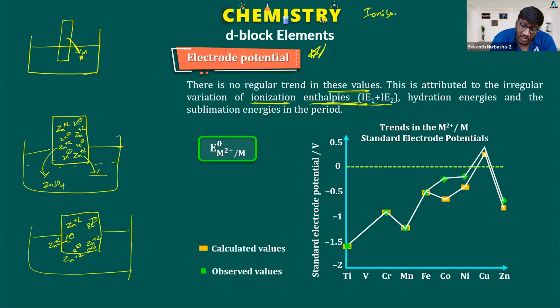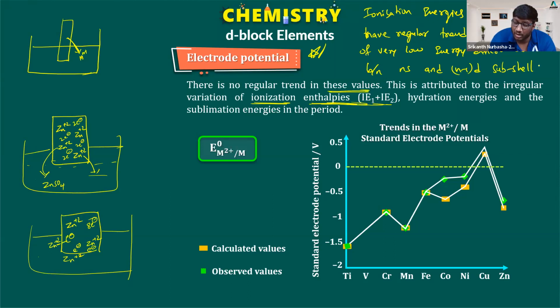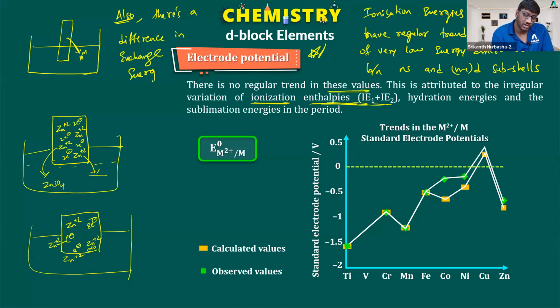Write down this point. Generally from left to right, ionization energy should increase. Ionization energies do not have a regular trend because of the very low energy difference between ns and (n-1)d subshells. Also, whatever the electronic configurations we are obtaining, there will be difference in the exchange energies. Because of these two reasons, there is no regular trend for ionization energy.